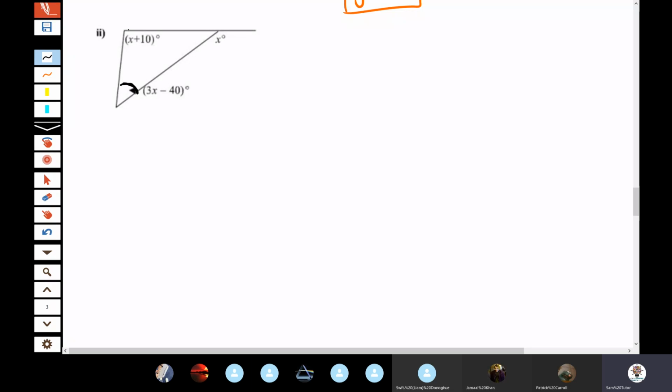Okay. And you know this is a triangle. I'll just show you everything that I can see. That's a triangle. I also can see a straight line there. All right. Up to you now. Tell me.